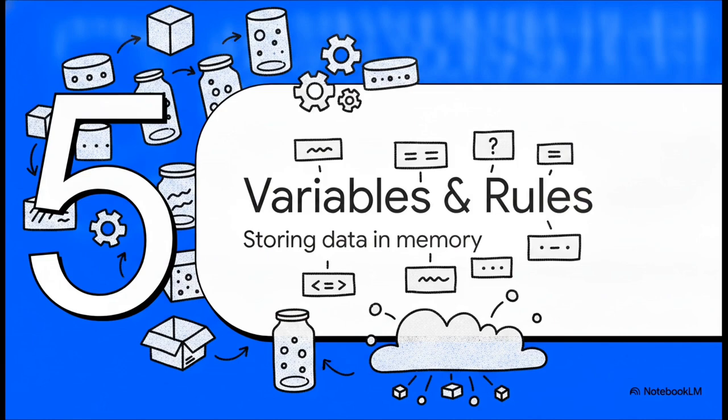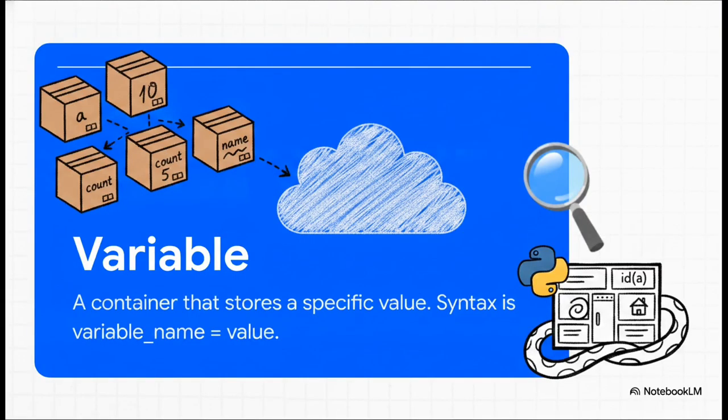All right, on to Section 5, variables and their rules. This is the core building block of all programming. If you're going to write code, you're going to process data. Variables are how that data is stored. I want you to lean heavily into this analogy. Think of a variable simply as a labeled container or a physical box inside your computer's memory that stores a specific value. The syntax is beautifully straightforward.